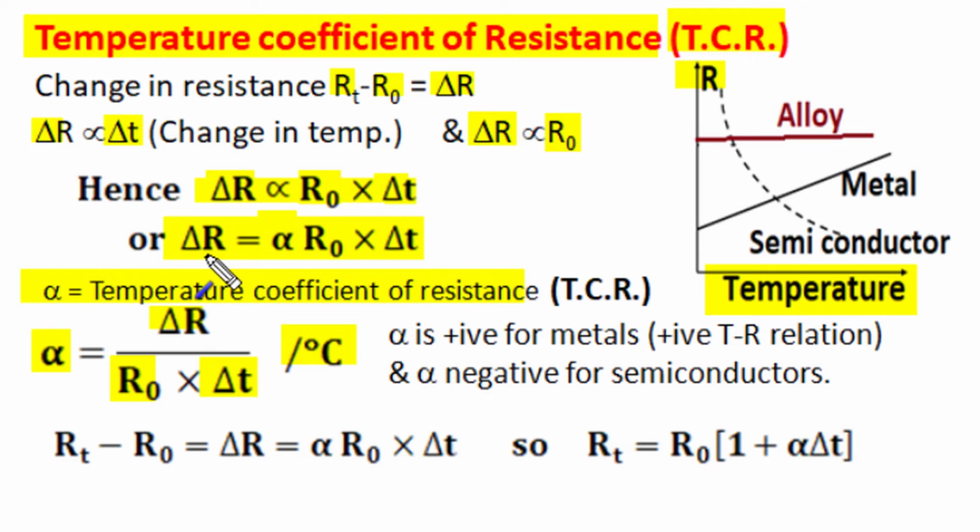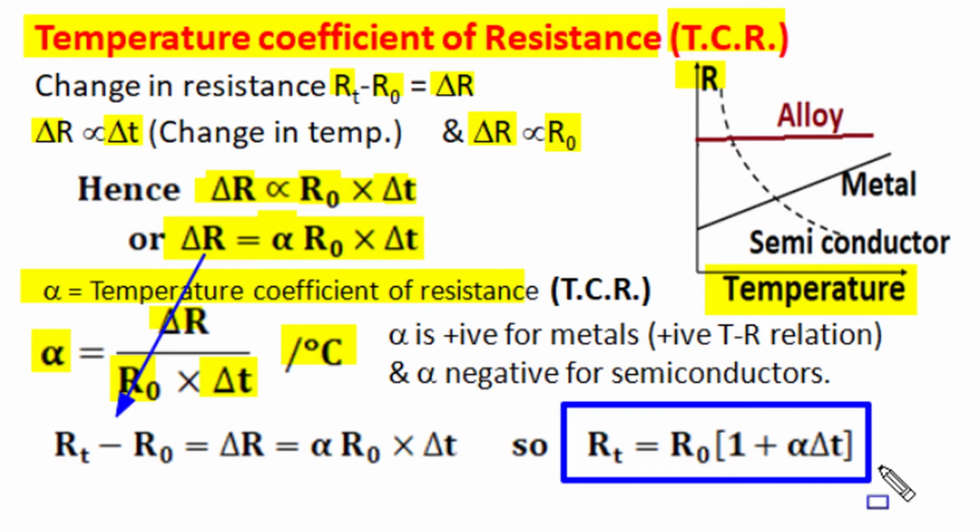In place of change in resistance, we can write the difference of final resistance and initial resistance, and if initial resistance is taken to the other side and brought out as common, we can say that if initial resistance is R0, TCR is alpha, then after delta T temperature change, the new resistance will become RT. This relation in the blue frame is very important, which relates initial resistance and final resistance value with TCR and temperature change.